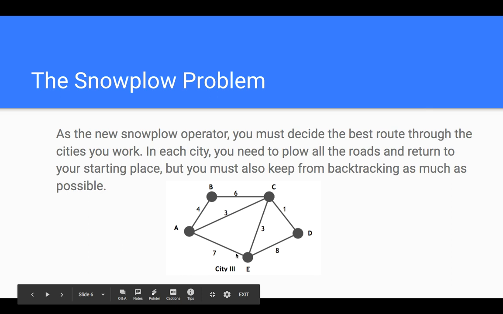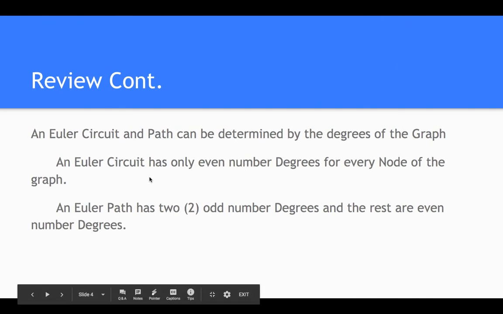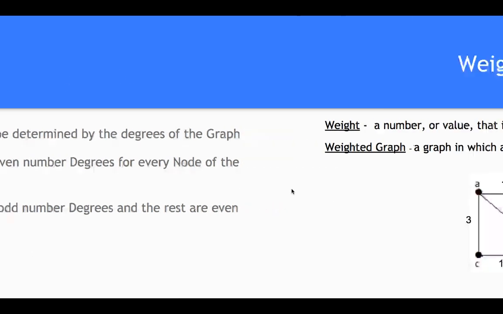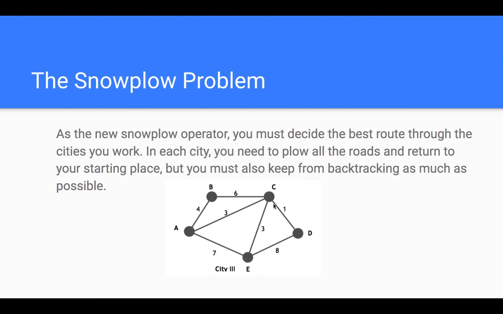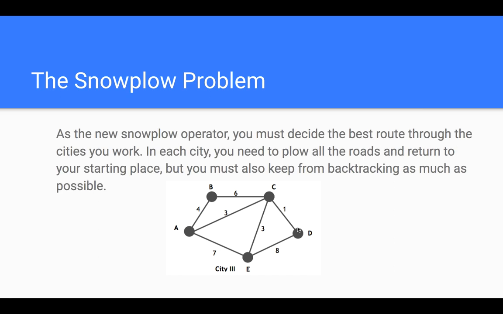So let's go back to the definitions and find out which one it is so we can look at it and review. An Euler circuit has only even degrees. Well, we know we have some odd degrees, but an Euler path has 2 odd degrees and the rest are even. If we look at that, we said A and E were odd degree and the rest, B, C, and D, were even. So we know that an Euler path exists.